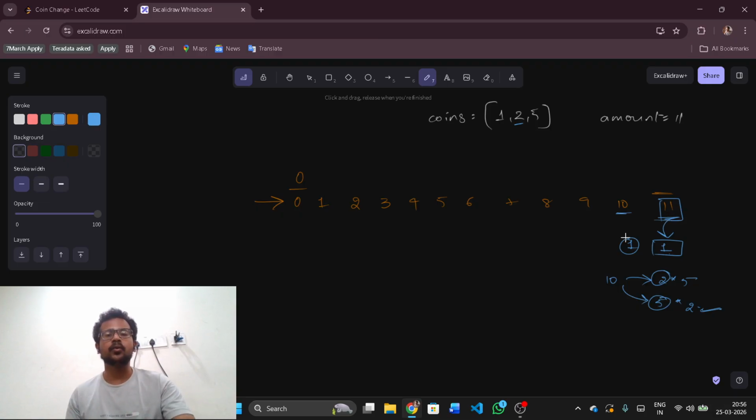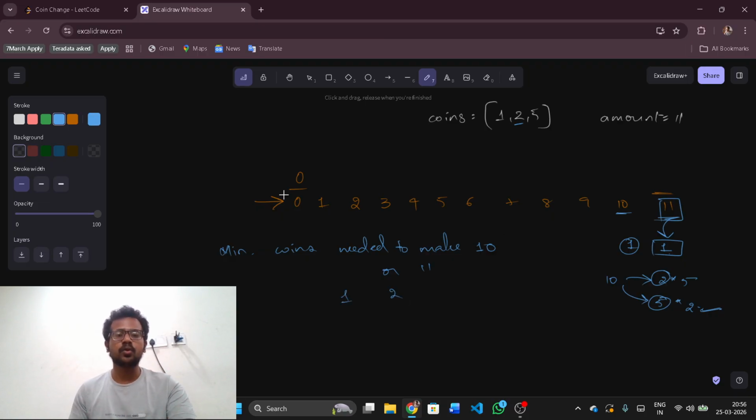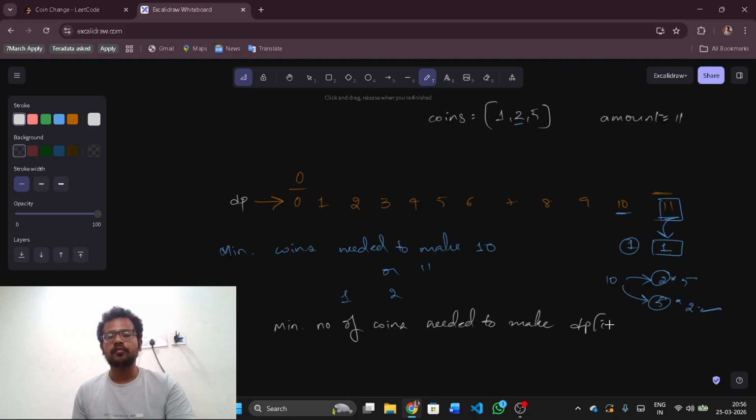But how do I know the minimum coins needed to make 10 or 11 or even 1, 2, and all of this? So that's what I'm going to store and name it as DP, which is nothing but the minimum number of coins needed to make dp of i.